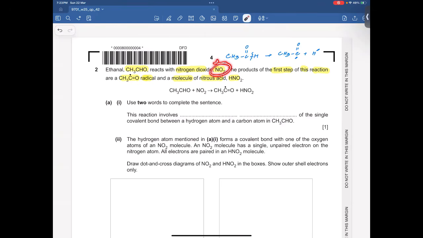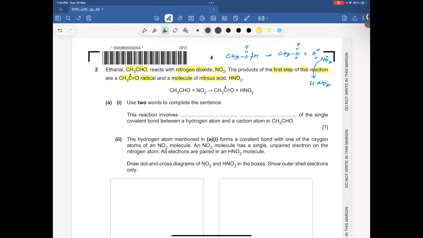NO2 has a single unpaired electron. Nitrogen dioxide has a nitrogen atom, which is the central atom. It has a single unpaired electron. So it can combine with this hydrogen radical to give nitrous acid. And that is the whole mechanism behind this process, okay?